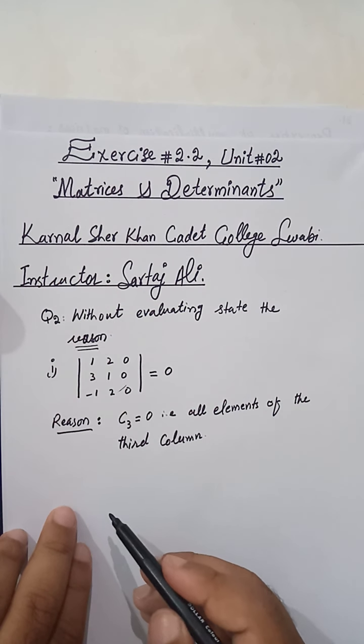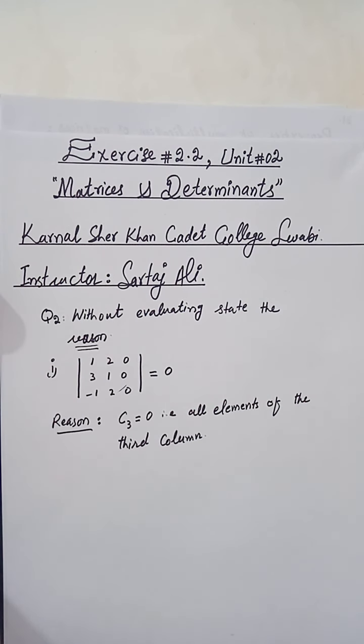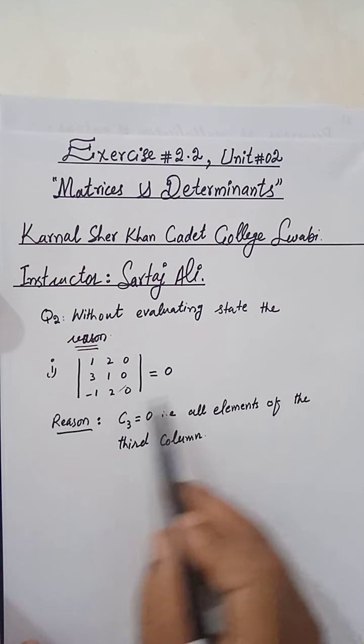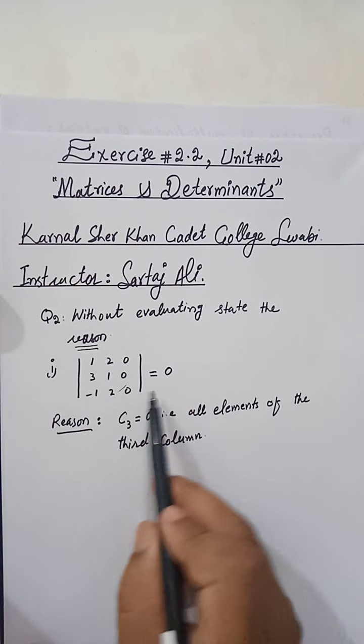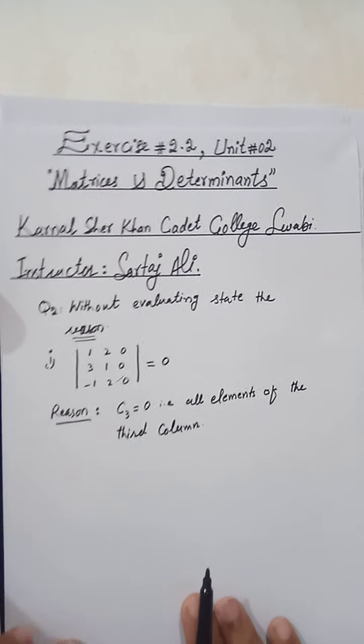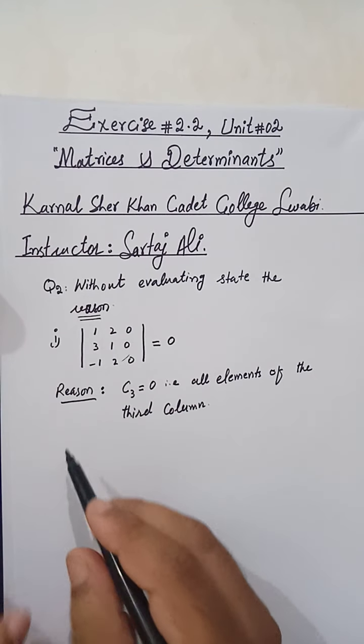So we know a property that if every element in a row or in a column of a square matrix is 0, then the determinant of that matrix must be 0. According to that property we can say that this determinant equals 0. So this is the reason for this equality. Now part number 2 of the question.